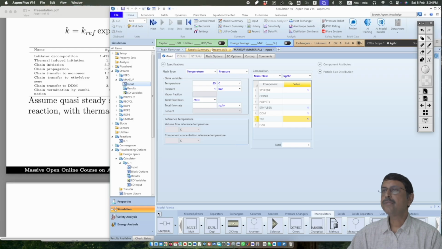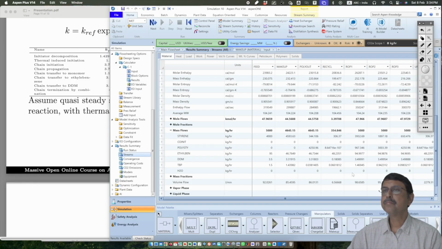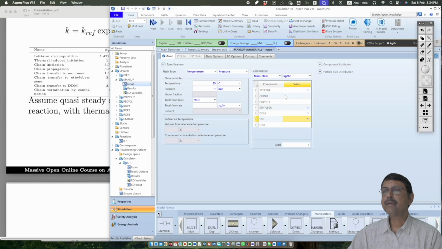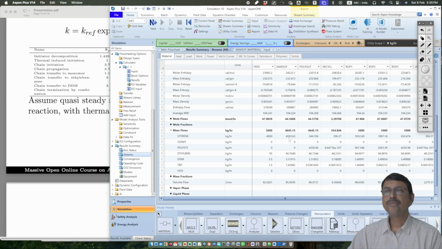Okay. Now see the result summary. Now you see makeup stream. What is the flow? Flow of styrene is 4593.63. What is the styrene flow we have given in the makeup stream? We have given 1 kg per hour. Isn't it? Makeup stream we have given 1 kg per hour, but you see the result stream, it is 4593.63 kg per hour. So this is the result of the calculator block. So this is the dummy variable, whereas this is the actual variable. Okay.